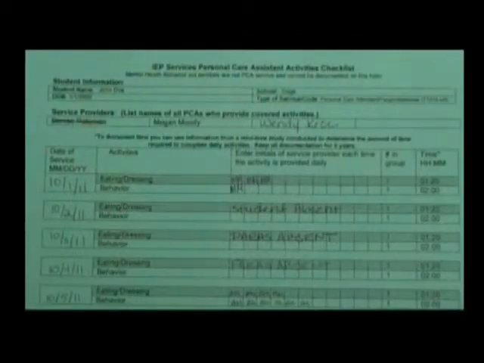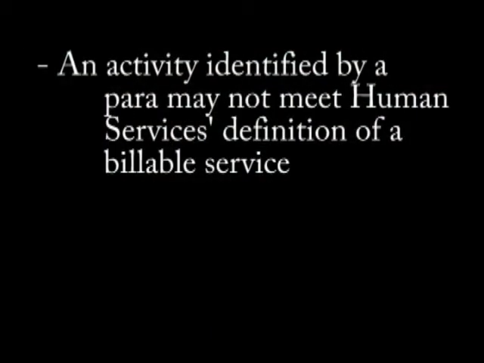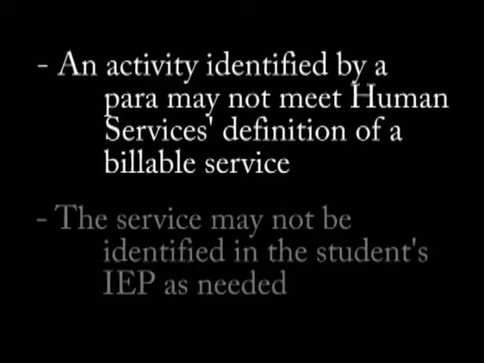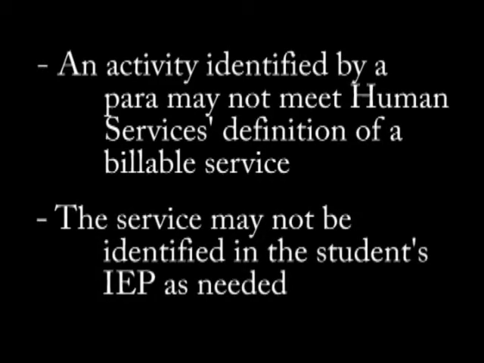The green sheet will list all the activities that were identified during the time study and care plan process. The amounts and activities listed may vary slightly from what you wrote down for a number of reasons. Sometimes an activity identified by the para on the time study form does not meet the Department of Human Services definition of a billable service, or it may be that the service was not identified in the student's IEP as a needed service. If you think an error was made, please contact the third-party billing office and we will double-check the information.